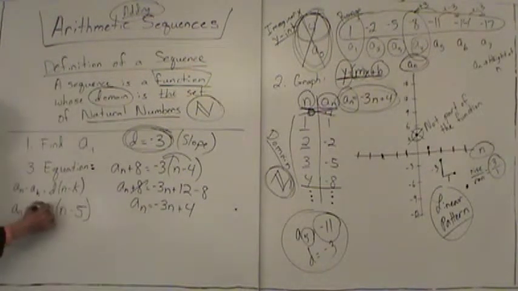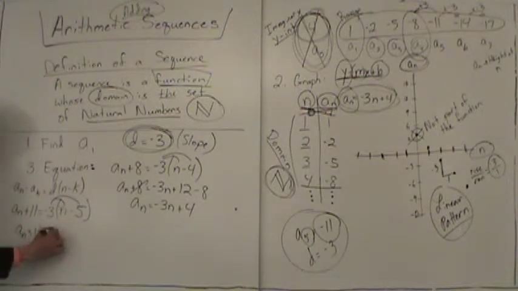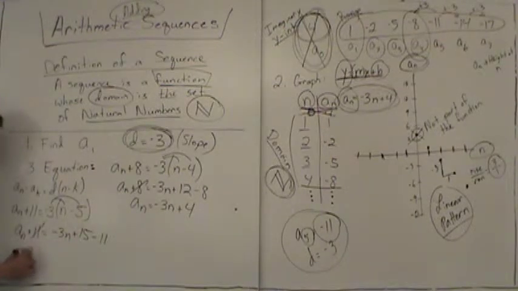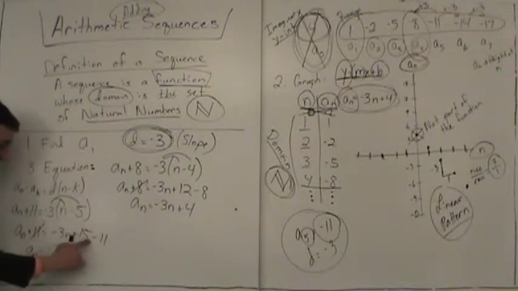Okay, notice, take the negative 3, use the distributive property here. We have a sub n plus 11 equals negative 3n. Negative 3 times negative 5 is positive 15. Take the 11, move it to the other side, it becomes what? Negative 11, cross it out. We get a sub n equals what? Negative 3n. 15 minus 11 is 4.